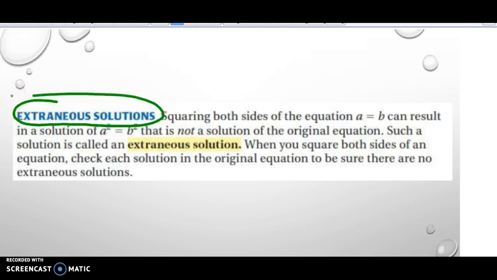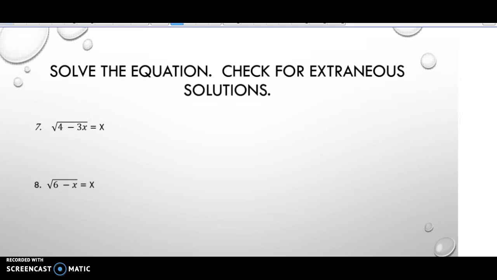Okay, the next thing we need to keep an eye out for is what we call extraneous solutions. So when we square both sides of the equation a equals b, it can result in a solution of a squared equals b squared that is not actually a solution of the original equation. So all we need to do is check each solution that we get in the original equation to be sure that there are no extraneous solutions. Because when I check, if it makes a false statement, then it's an extraneous solution that I don't need.